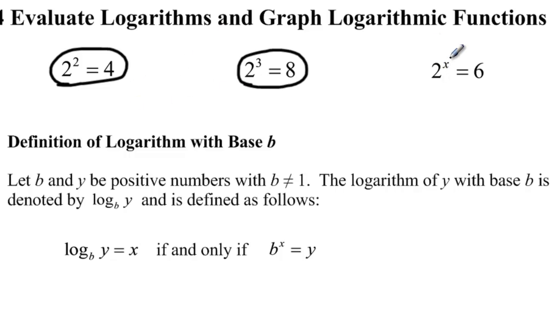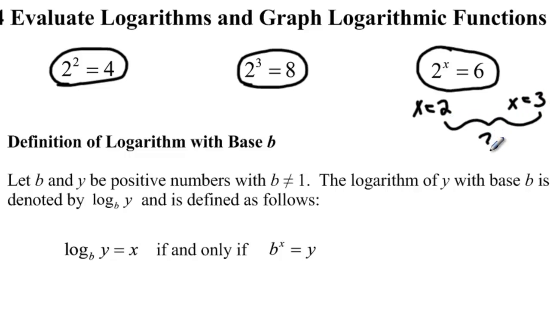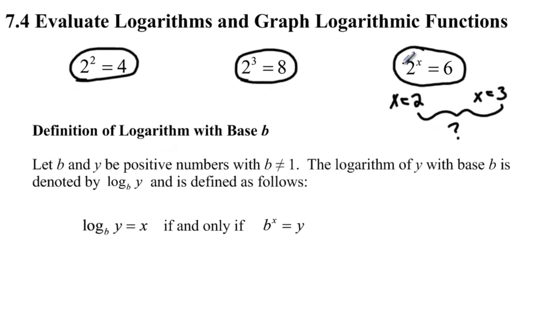The problem comes in when we have something like this, where it says 2 to the x equals 6. Because we know that if x were equal to 2, then we'd have 4. And we know that if x were equal to 3, we would have 8. So it's got to be somewhere between 2 and 3, but where? We don't know. And so that's where logarithms come in. Logarithms were invented to help us solve equations like this.